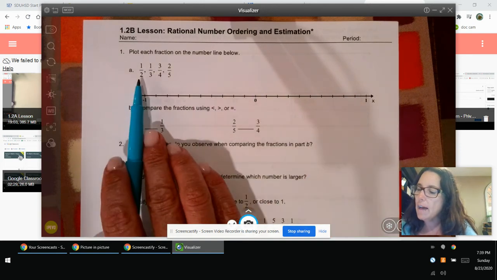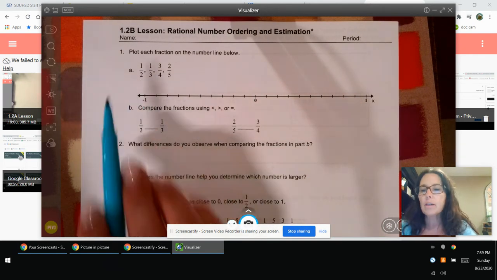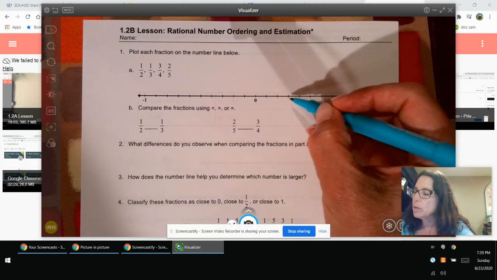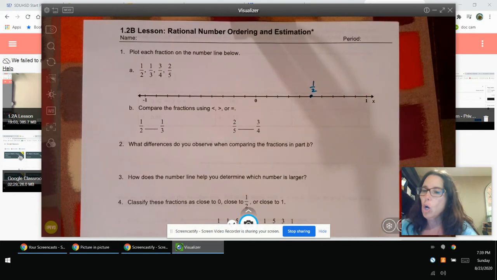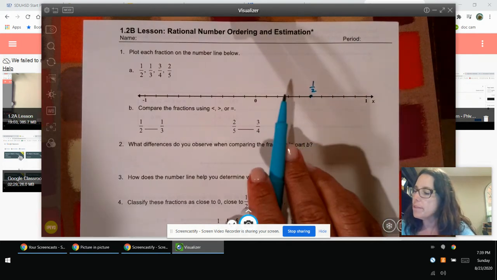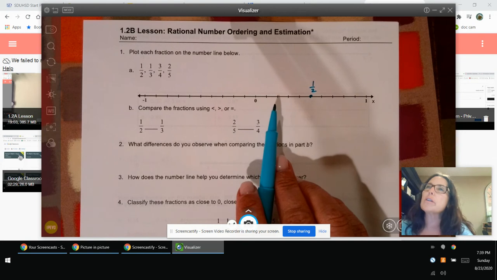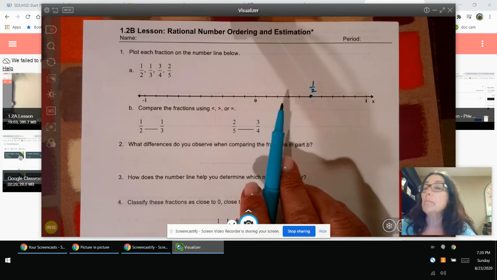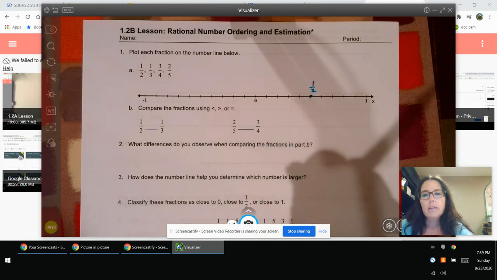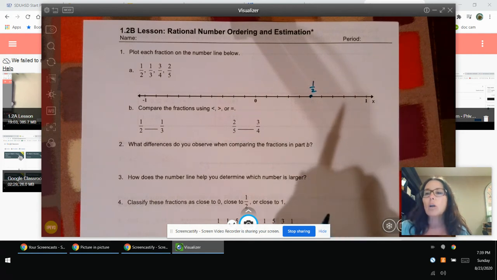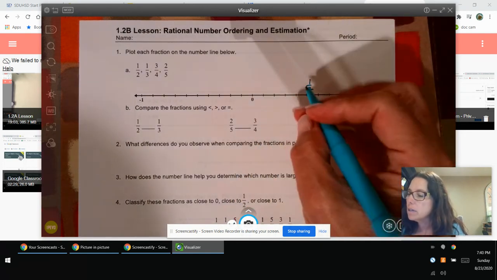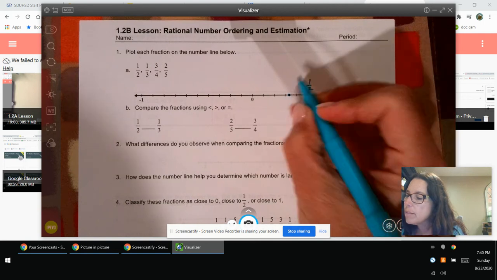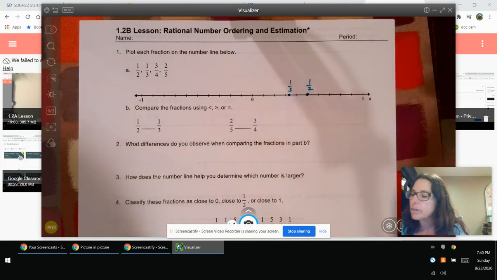Okay, so 1/2 is equal to 5/10. So here's where 1/2 would be. Now 1/3. 1/3 is 0.3 repeating. So 0.3 repeating is between 3/10 and 4/10, not quite halfway. So 1, 2, 3. Right about there is 1/3.